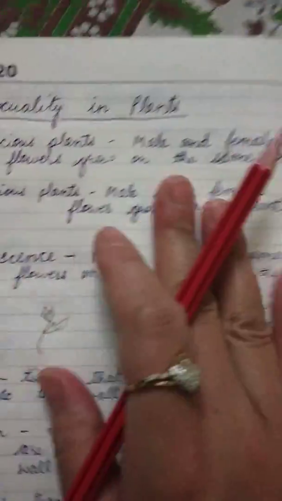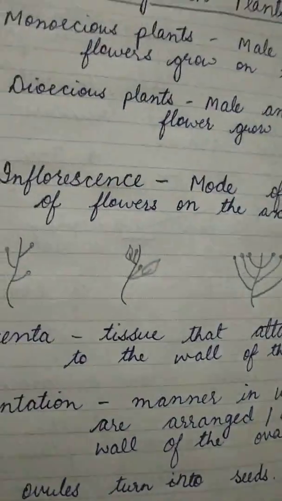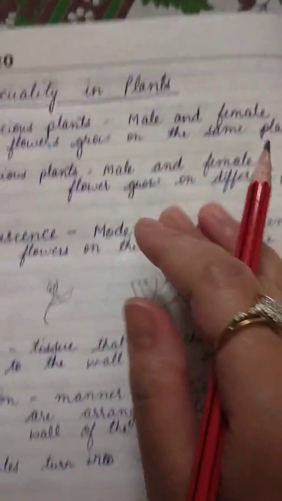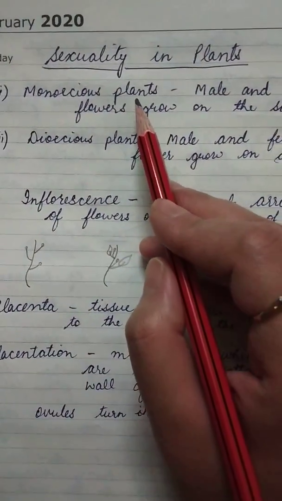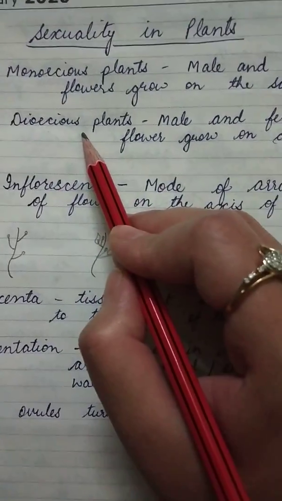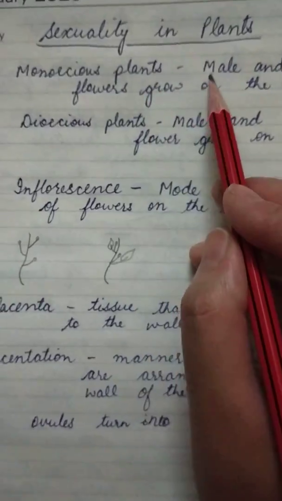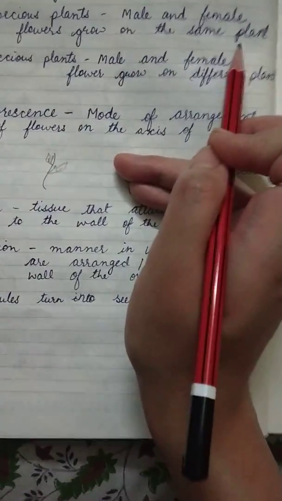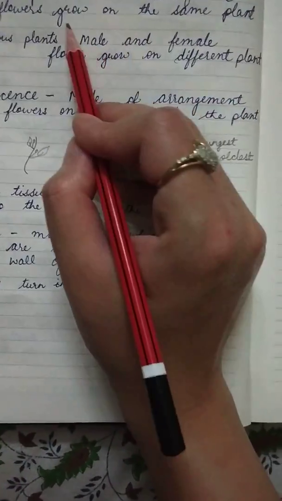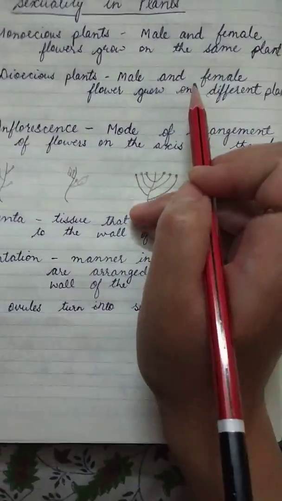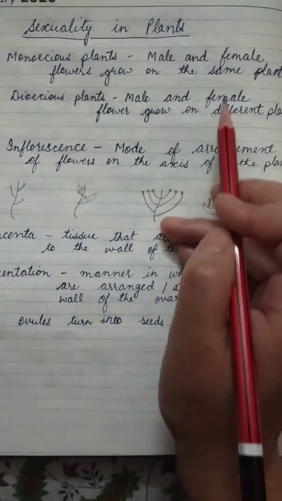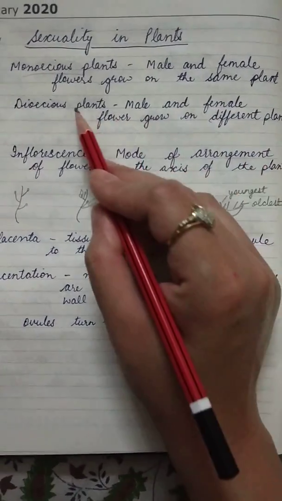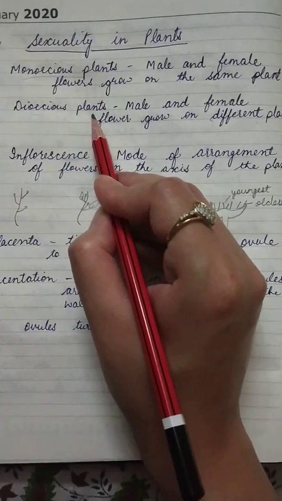Now the next is sexuality in plants. On the basis of their sexuality, plants can be classified into monoecious or dioecious. Monoecious means that male and female flowers grow on the same plant, on one single plant both are growing, so monoecious. If they are growing on different plants, then they are called dioecious plants.